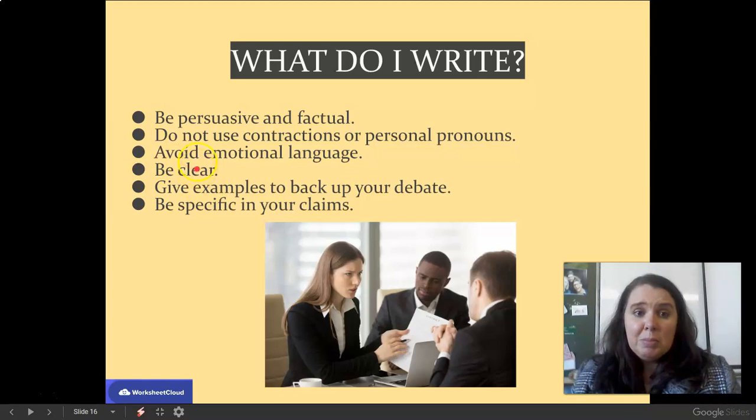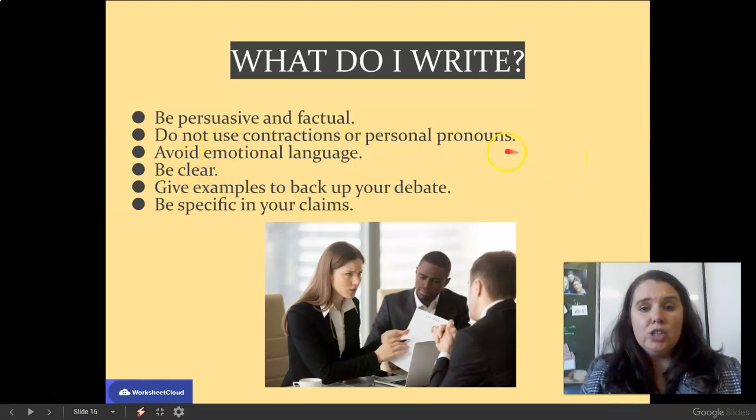You still have to be persuasive and factual. You still can't use any contractions, personal pronouns, no emotional language. You still have to be clear and specific. And you still give examples, but just remember you're debating or discussing. So don't try too hard with one side and not the other. It has to be a fair hearing.